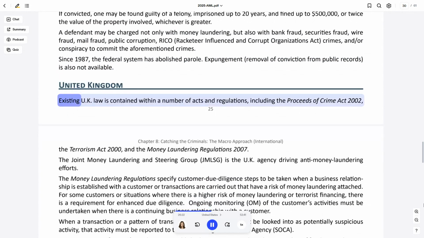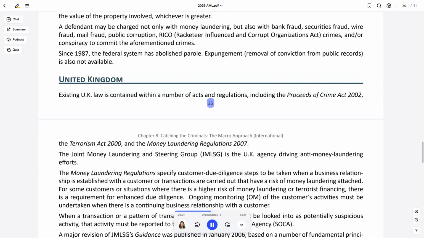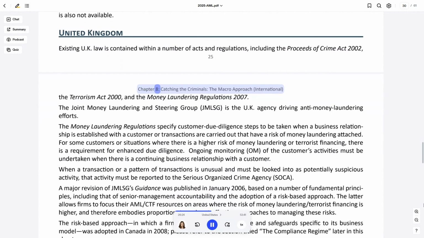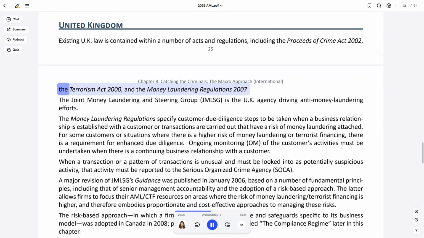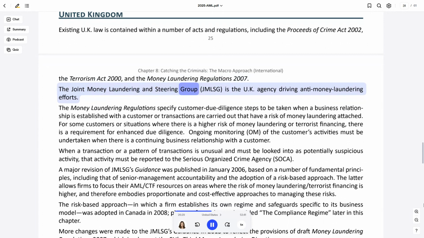United Kingdom. Existing UK law is contained within a number of acts and regulations, including the Proceeds of Crime Act 2002, the Terrorism Act 2000, and the Money Laundering Regulations 2007. The Joint Money Laundering Steering Group (JMLSG) is the UK agency driving anti-money laundering efforts.